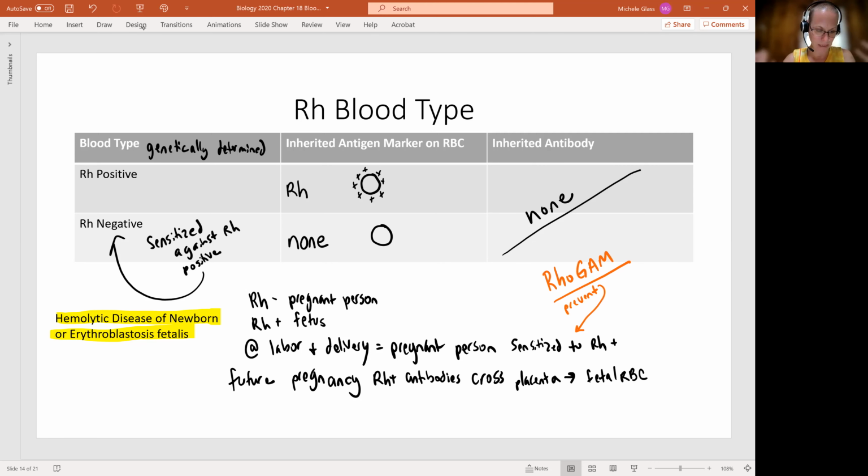So this is really amazing. This is going to be administered anytime between the 26th and 28th week of the pregnancy. And then again, 72 hours following birth. So that you're protecting not only that particular pregnancy, but also future pregnancies. So that's a really amazing advancement that we see.